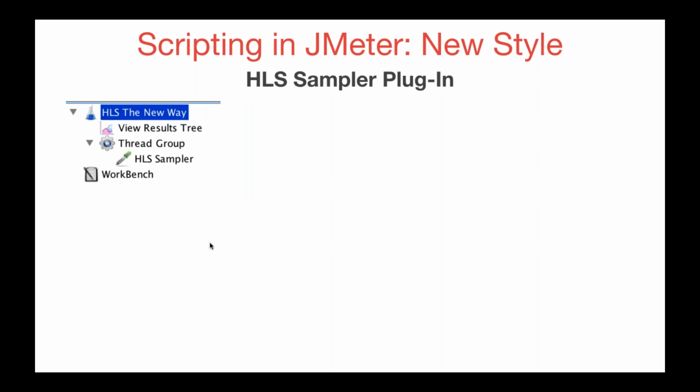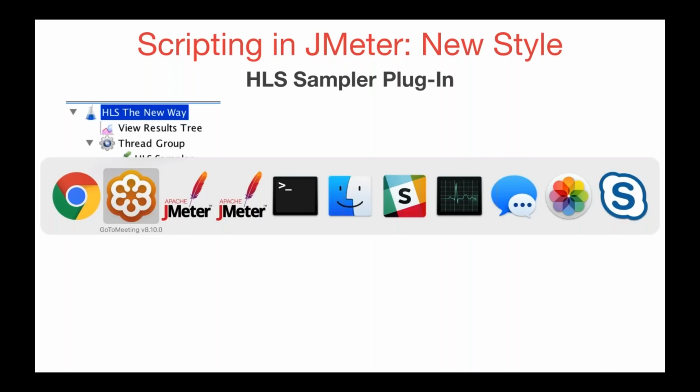And this is what we have released to the wild recently, which is, in this case, you literally have an HLS sampler, and you're done, right? A single item that makes this work. So let's cruise over and have a look at what that looks like in JMeter.